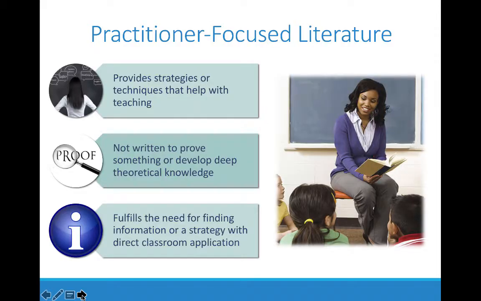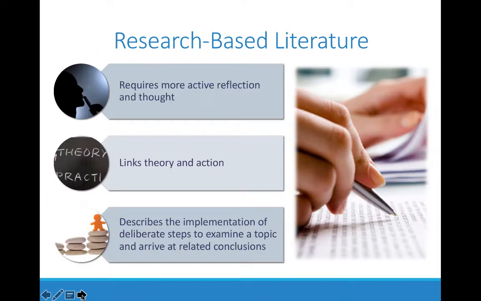The types of resources or literature that you're going to look at, certainly you're going to be looking at literature that has been done in the classroom, literature that provides strategies or techniques, literature that's not really experimental per se, and it's not written to necessarily prove anything or develop a deep theoretical knowledge. It fulfills the need for finding strategies for direct classroom application. It requires active reflection and thought, and it may link theories and action and describes the implementation of deliberate steps to examine a topic.